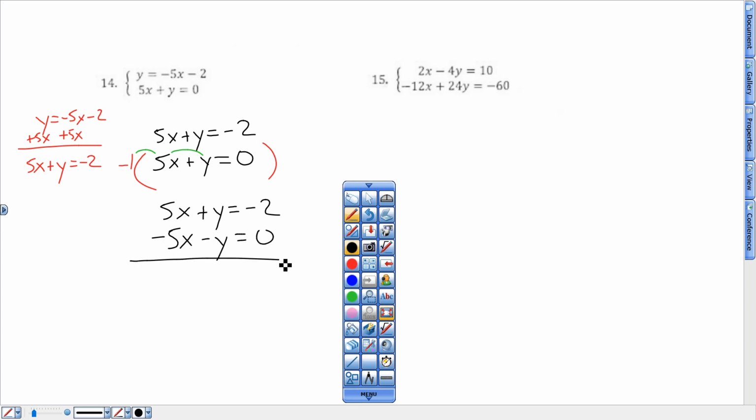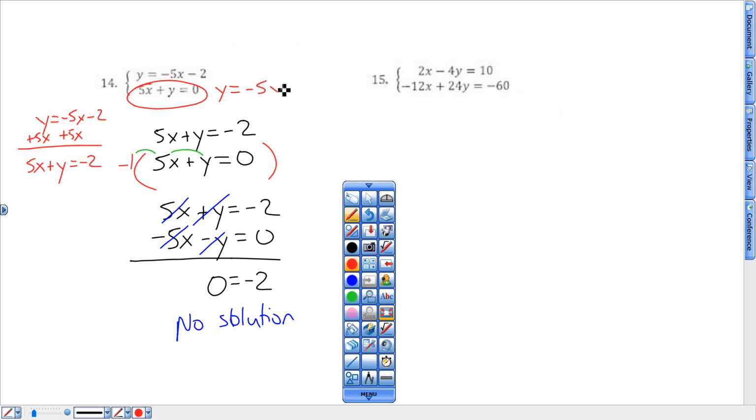And now it looks like when I combine these, I'm left with that weird 0 equal negative 2. So that tells me this is a no solution. These are parallel lines. And I could tell they're parallel because if I solve this bottom one for y, I could see they both have the same slope but different y-intercepts. Makes those parallel, actually negatively parallel lines right there.